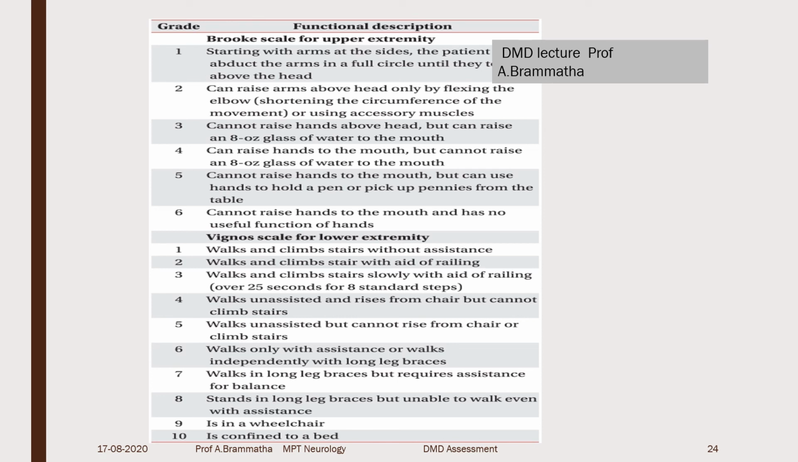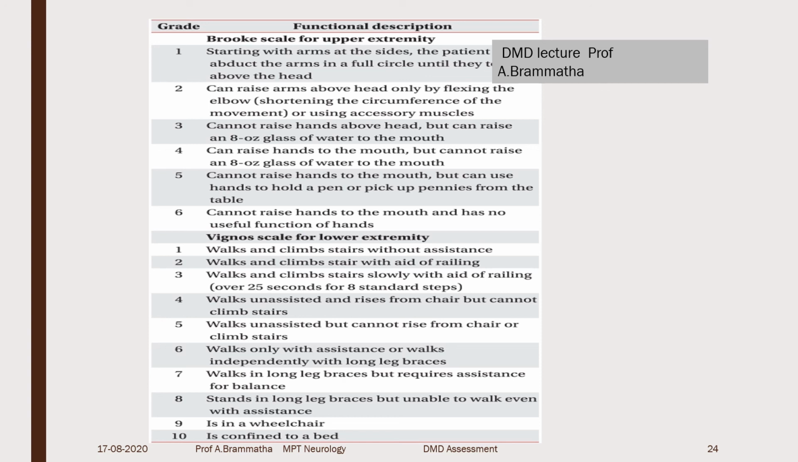Grade 4 is walks unassisted and rises from chair but cannot climb stairs. And 5 is walks unassisted but cannot rise from chair or climb stairs. And grade 6 is walks only with assistance. So from here onwards the child may require assistance or walks independently with long leg braces, because you don't have the support of the quadriceps or hip extensors to give you the anti-gravity support. So you need long leg braces.